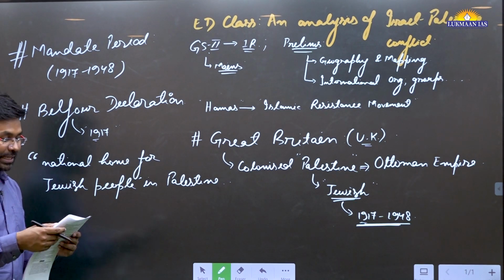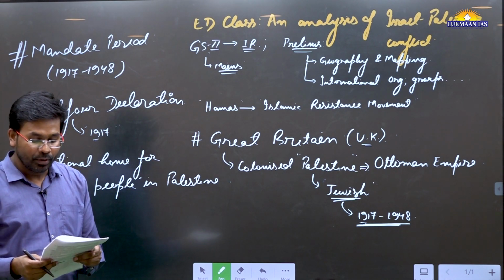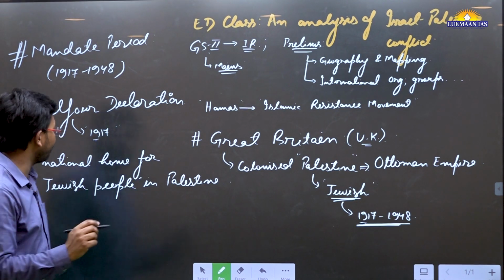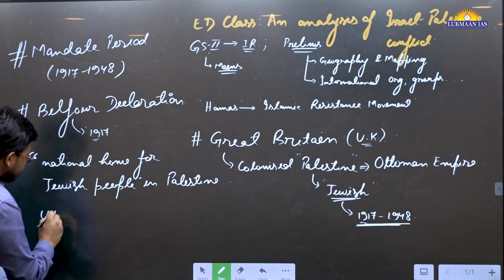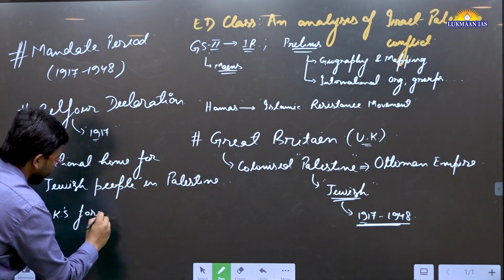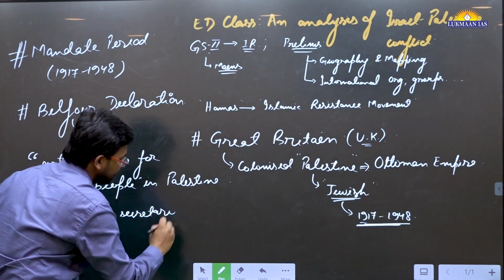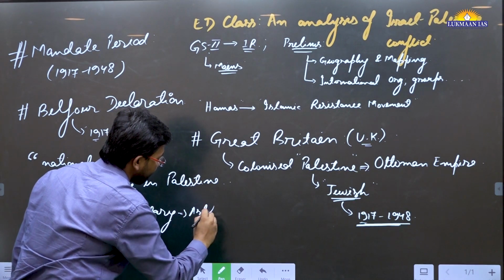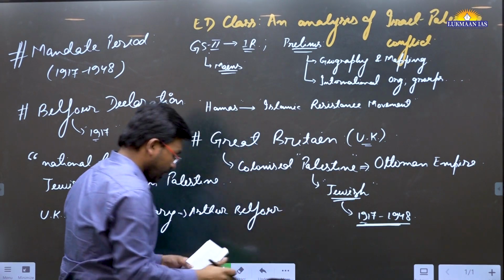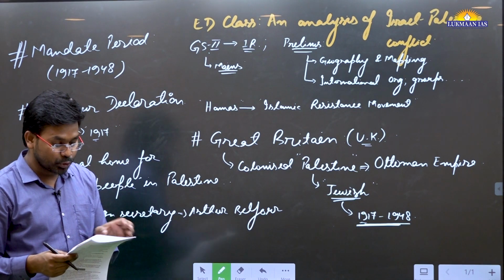This declaration is contained in a letter issued on 2nd November 1917 from the United Kingdom's Foreign Secretary, Arthur Balfour. The name of the UK's Foreign Secretary was Arthur Balfour. In that letter, it was addressed to a leader of the British Jewish community.